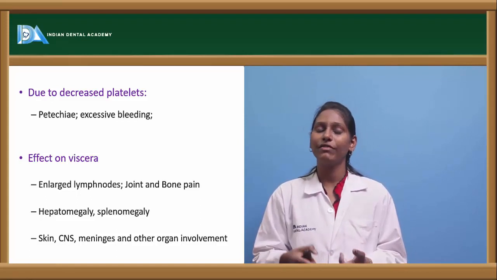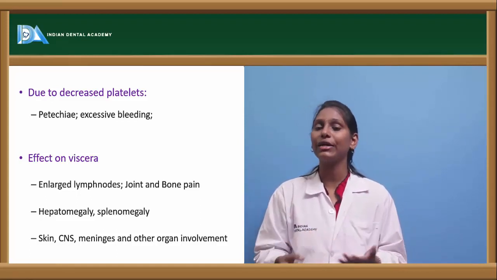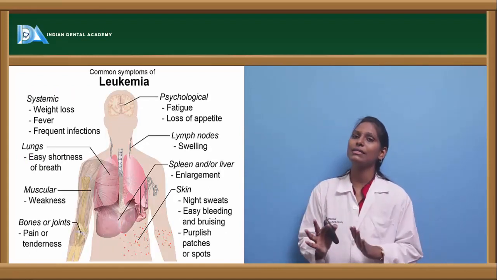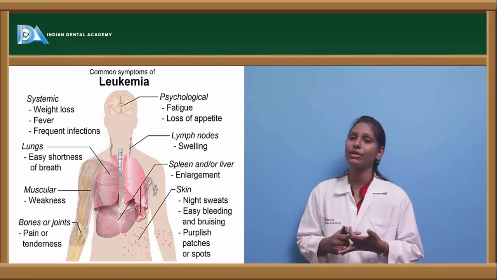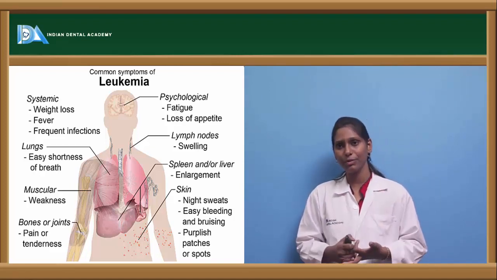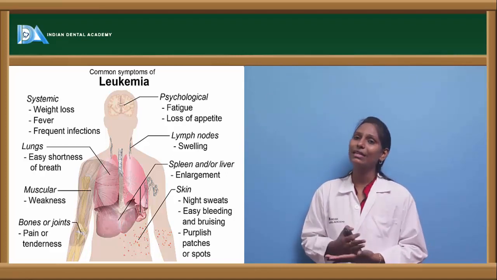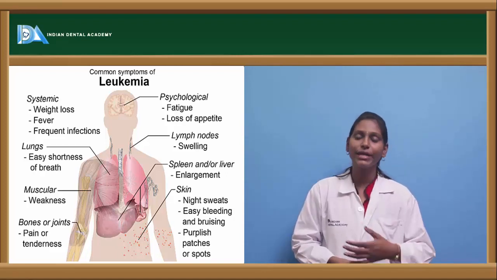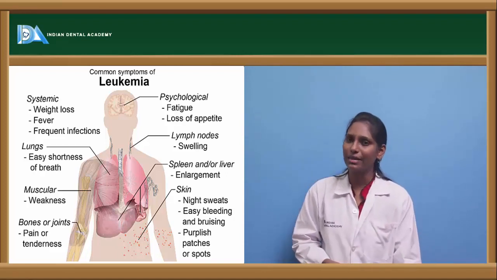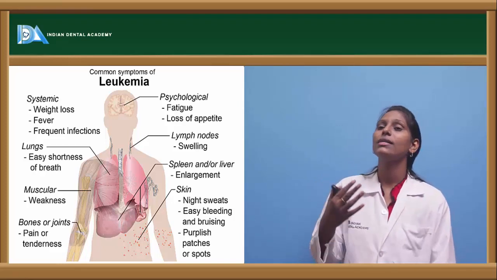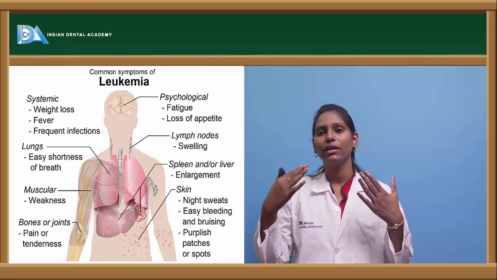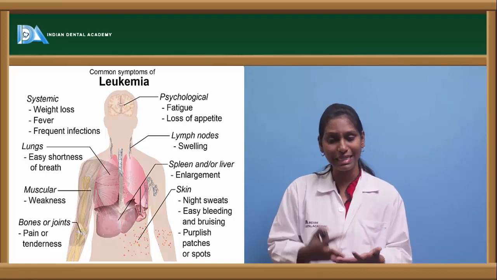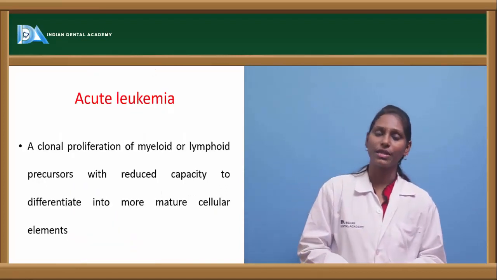They also infiltrate the skin, the CNS, the meninges, and other organs in leukemia. So grossly, the common symptoms are weight loss, fever, frequent infections because of decreased WBC function, easy shortness of breath, weakness, muscular weakness, pain in the joints, and tenderness of the bones and joints. Psychological fatigue will be present. The patient will have loss of appetite, fatigue, enlarged lymph nodes because of infiltration, night sweats, easy bleeding, bruising, and purplish patches or spots.